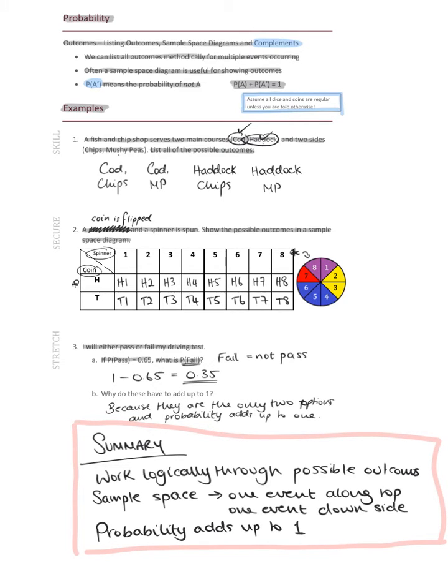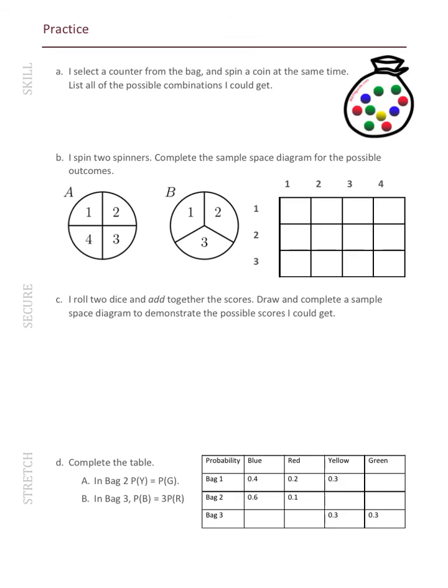The practice questions will mirror these, so if you're stuck, you can come back and have a look. Okay, so practice questions. Part A. I select a counter from the bags here, and spin a coin at the same time. List all of the possible combinations I could get. So we want to try and do this as logically as we can.